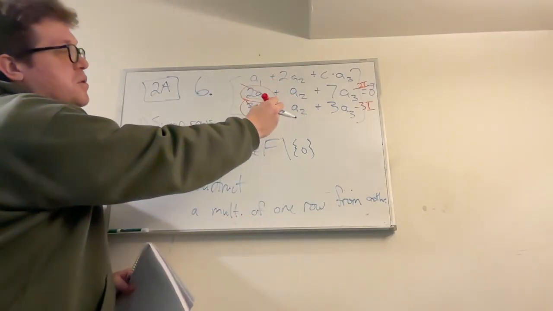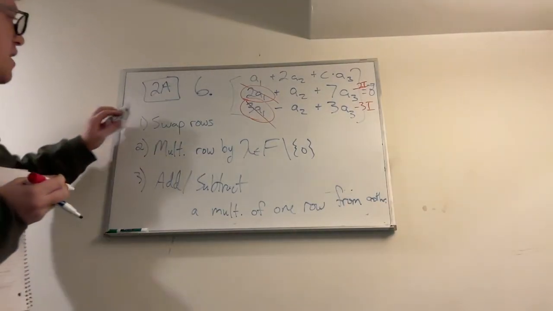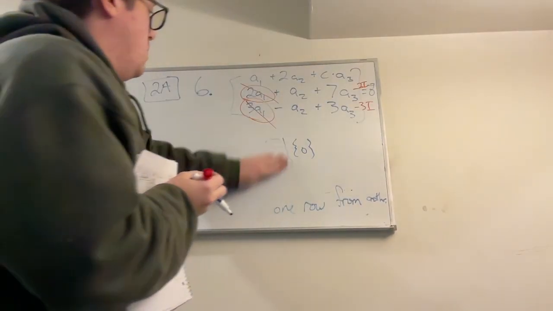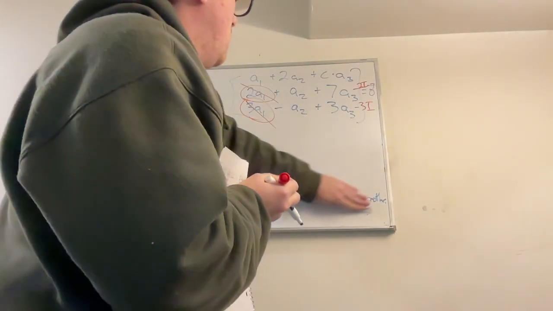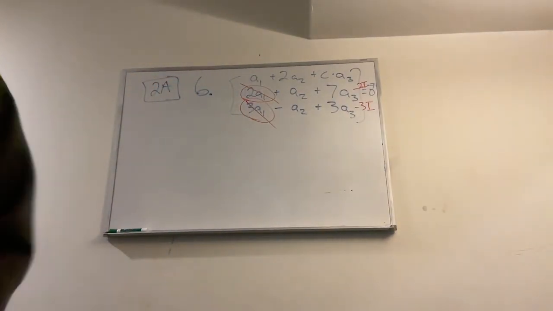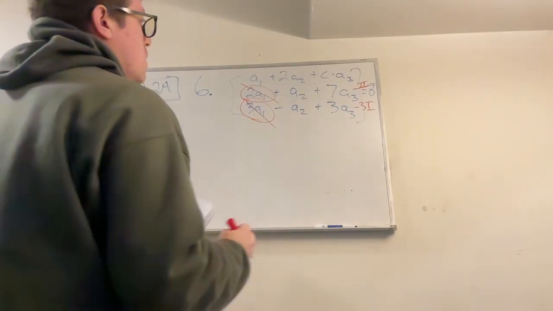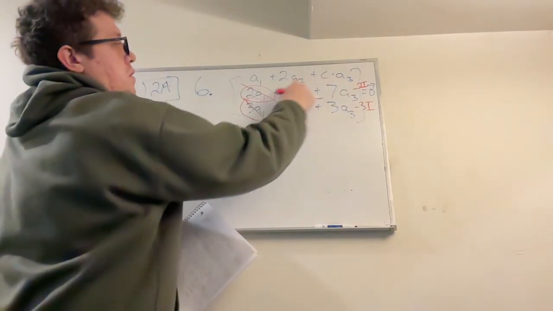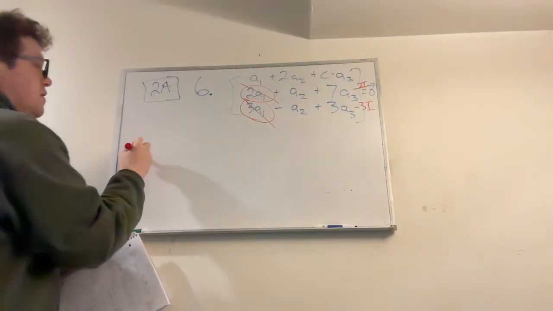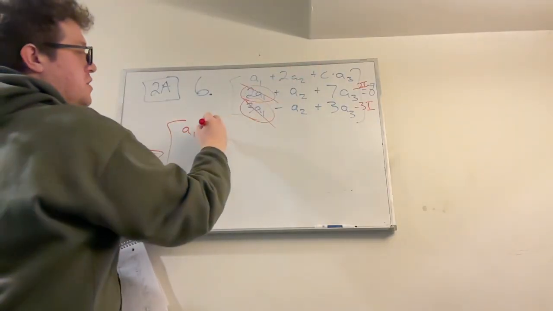So we eliminate the 2a1, we eliminate the 3a1. Let me write it out fully. Okay, so we're subtracting 2 of the first row from this row, and we're subtracting 3 of the first row from this row. That leaves us with a1. First row doesn't change.